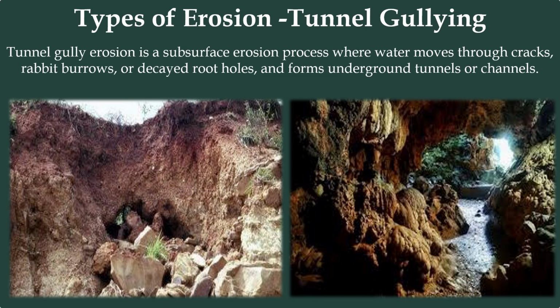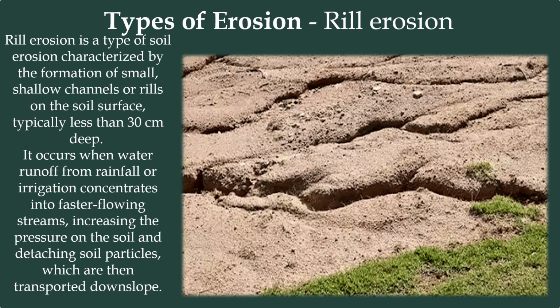The next type of erosion is tunnel gullying. Tunnel gully erosion is a subsurface erosion process where water moves through cracks, rabbit burrows, or decayed root holes and forms underground tunnels or channels. The third type of erosion is rill erosion, which is a type of soil erosion characterized by the formation of small, shallow channels or rills on the soil surface, typically less than 30 centimeters deep.